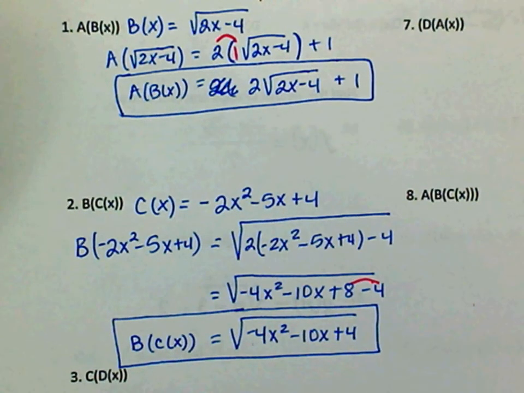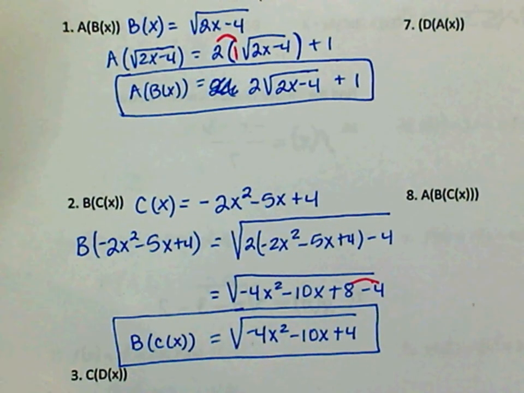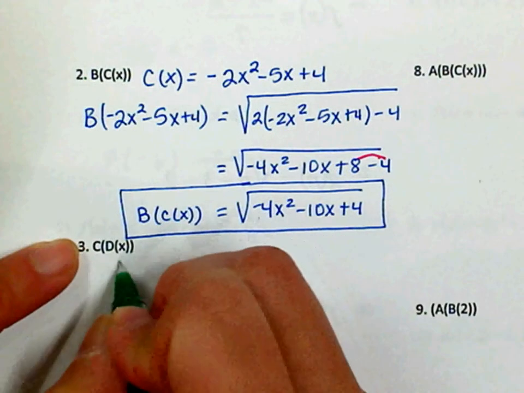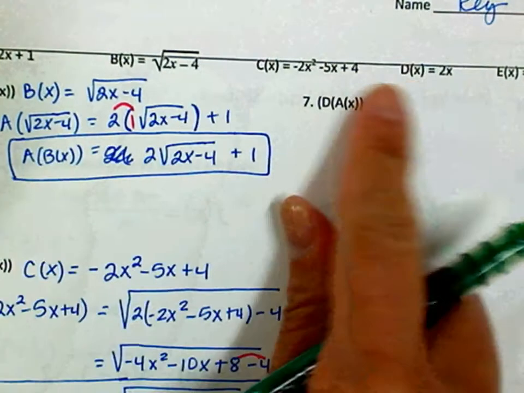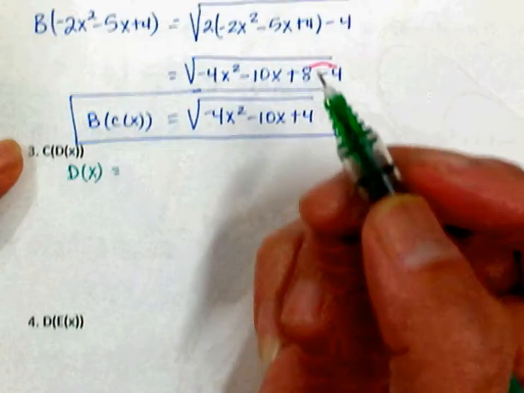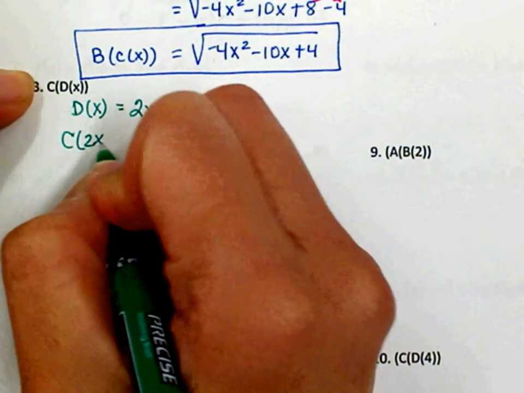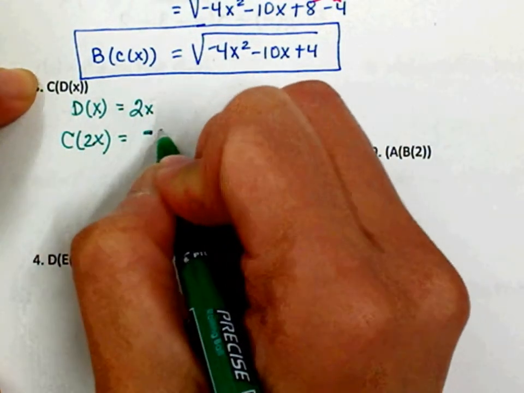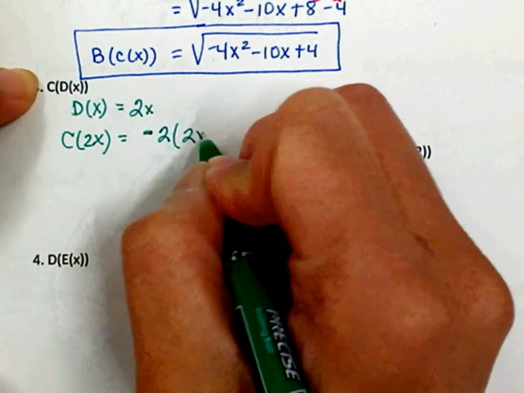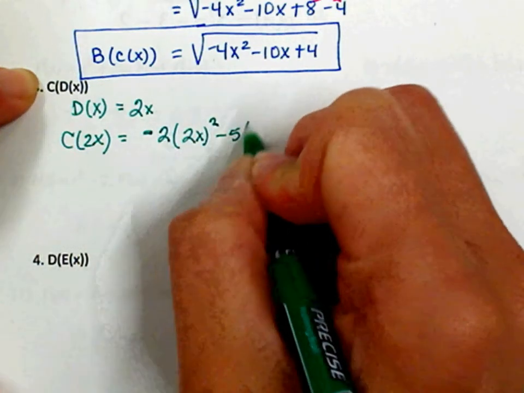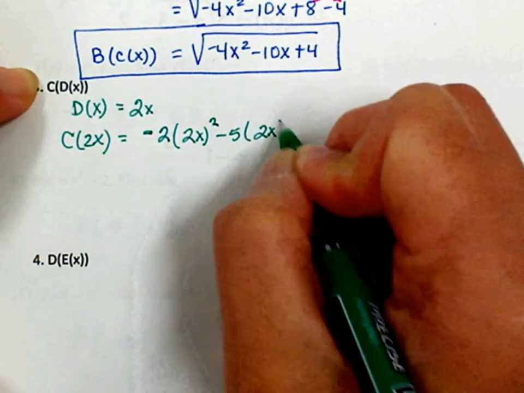All right. It just takes practice, guys. Okay, number 3. I'm going to change color pen real quick. Is that thunder? Sure is. All right. Now we have c of d of x, and what is your d? So I'm going to move this up, go back to the top part. Your d is 2x. All right, so your new x is now 2x. And now we're going to plug it in for my c function, which is negative 2, remember, I said to put parentheses around your x, minus 5x, there's my new x, plus 4.